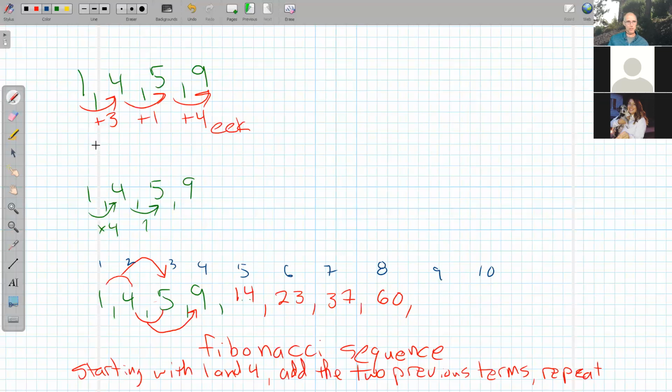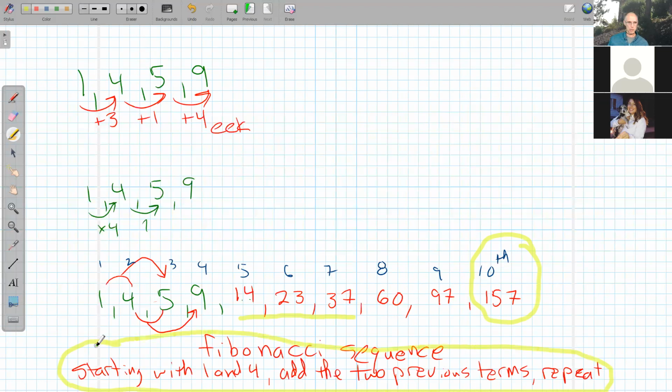So 60 and 37 is 97. 97 and 60 is 157, right? Yep. So I've got the 10th term right there. All right, so I continued my pattern. I got the 10th term. This, in words right here at the bottom, is the nth term formula. It describes how to keep going.